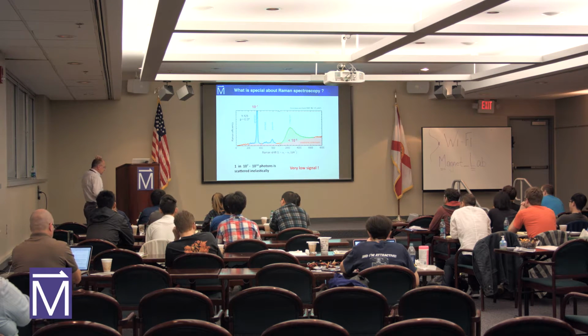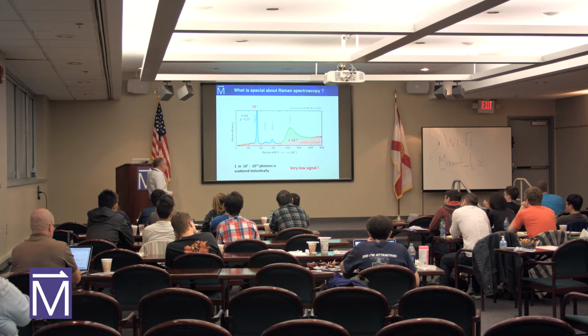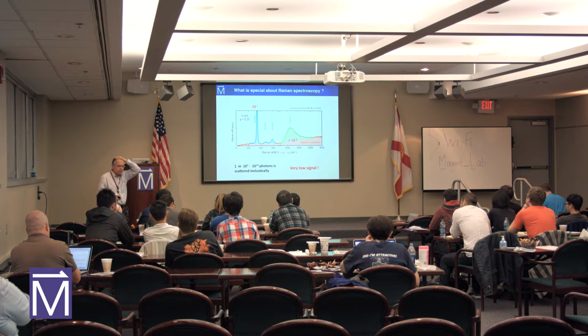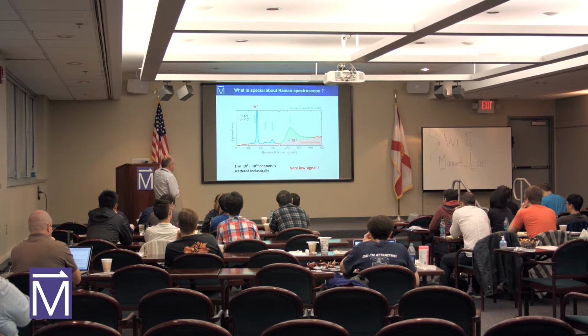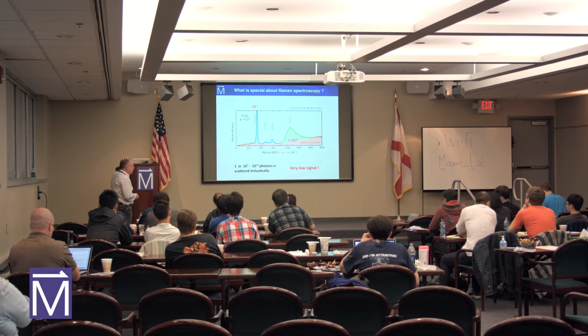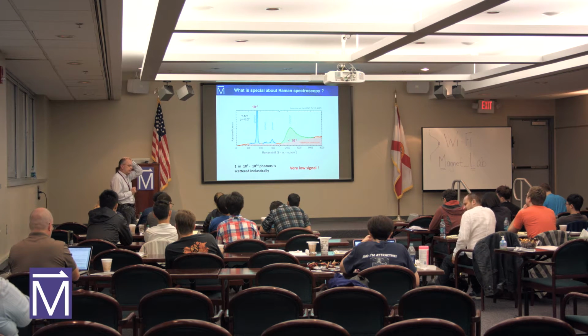Why is it so difficult to measure? Because it's so weak. That is the Raman efficiency of a typical superconductor, YBCO. And even the strongest Raman line from phonons has a Raman efficiency of 10 to the minus 7. That means out of 10 to the 7 incoming photons, only one photon is scattered inelastically.